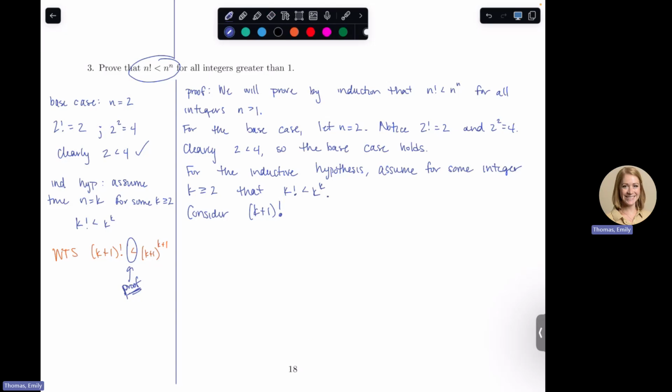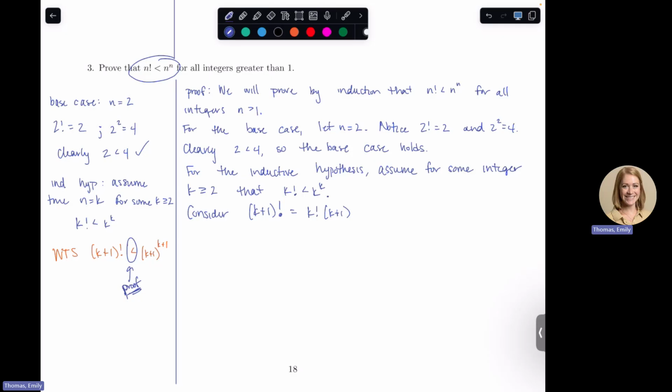Could you start by saying that k plus 1 factorial is just equal to k factorial times k plus 1? Yes. k plus 1 factorial is just k factorial times k plus 1, because k plus 1 factorial is k plus 1 times k times k minus 1, and so on. So k factorial hits all of those things except for the k plus 1 bit.